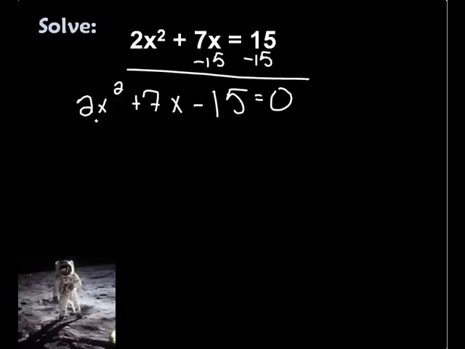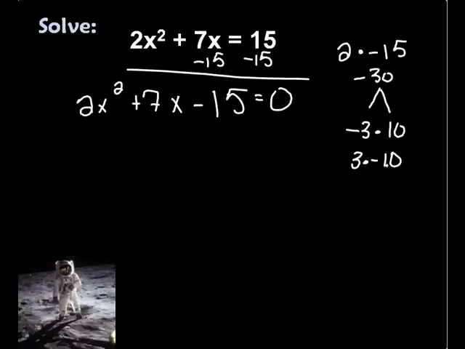Then I look here. Well, I do have something other than a 1 here, so I have to use the grouping method or the AC method. What that means is I take 2 times negative 15, which is negative 30, and I start thinking of all the multiples of negative 30. Negative 3 times 10, 3 times negative 10, and so on. I want them to add to a positive 7. Well, negative 3 plus 10 is 7.